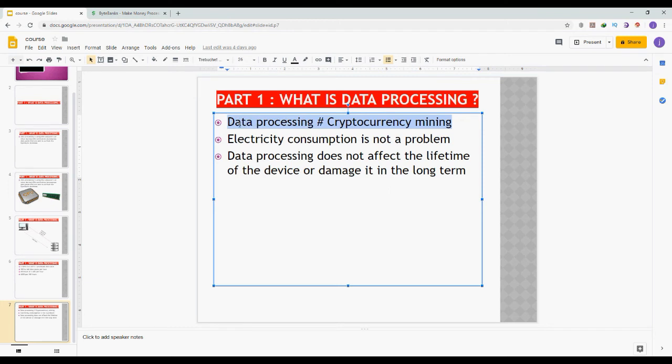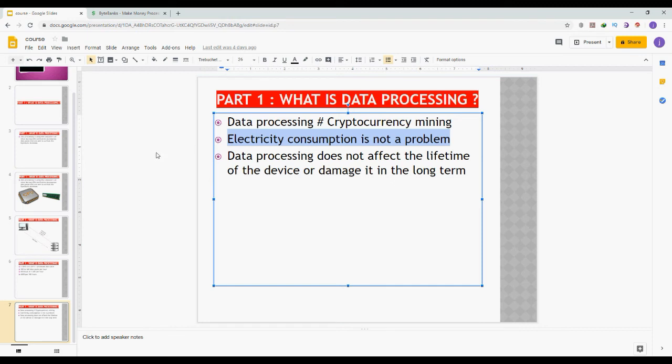This isn't Bitcoin mining or any other cryptocurrency mining. Now, if we talk about cryptocurrency mining, you might be right to think that it consumes a lot of electricity and power because it uses GPU in addition to other computer components. But we're talking about data processing, and data processing in our case doesn't use GPU power, so there is no need to be scared of big electricity consumption.